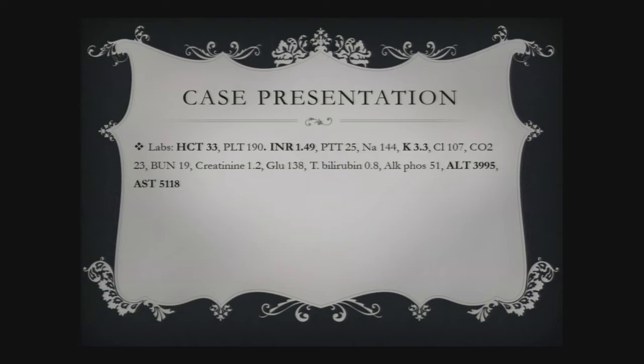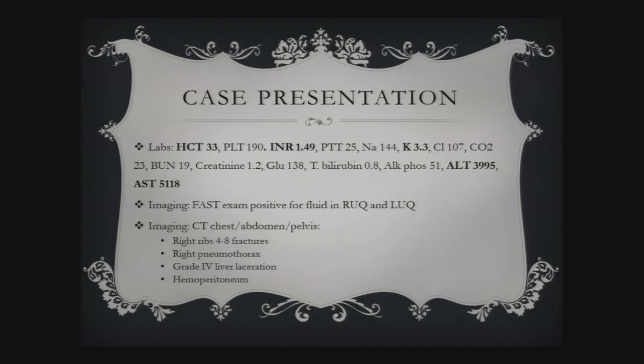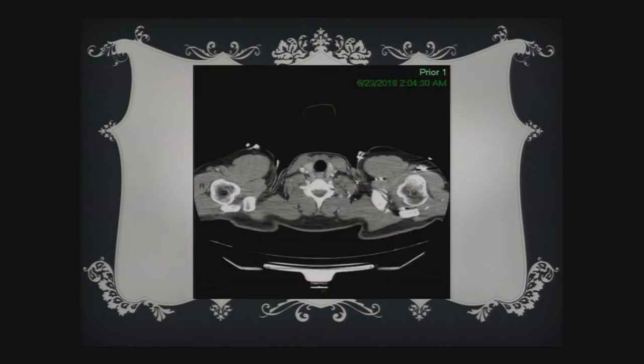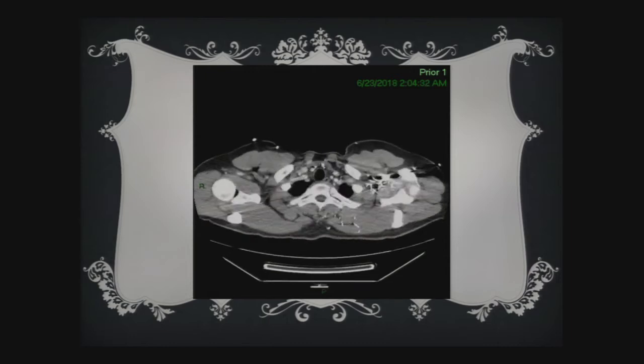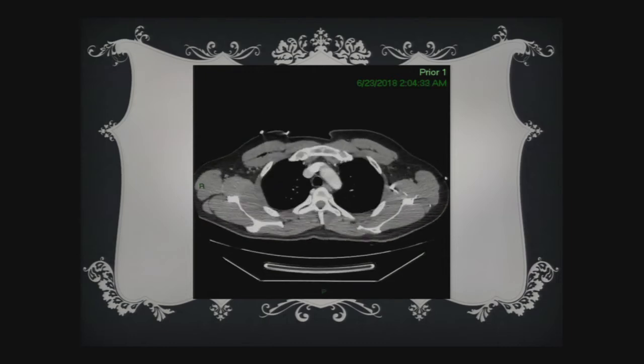His hematocrit was 33, and his INR was 1.5 essentially, and he had some elevated ALT and AST, so his liver enzymes were elevated. He received a FAST exam, which was positive for fluid in the right upper and left upper quadrant. And then he also got imaging that showed some rib fractures, a right pneumothorax, as well as a liver laceration and some hemoperitoneum. So here is his first scan when he initially arrived.